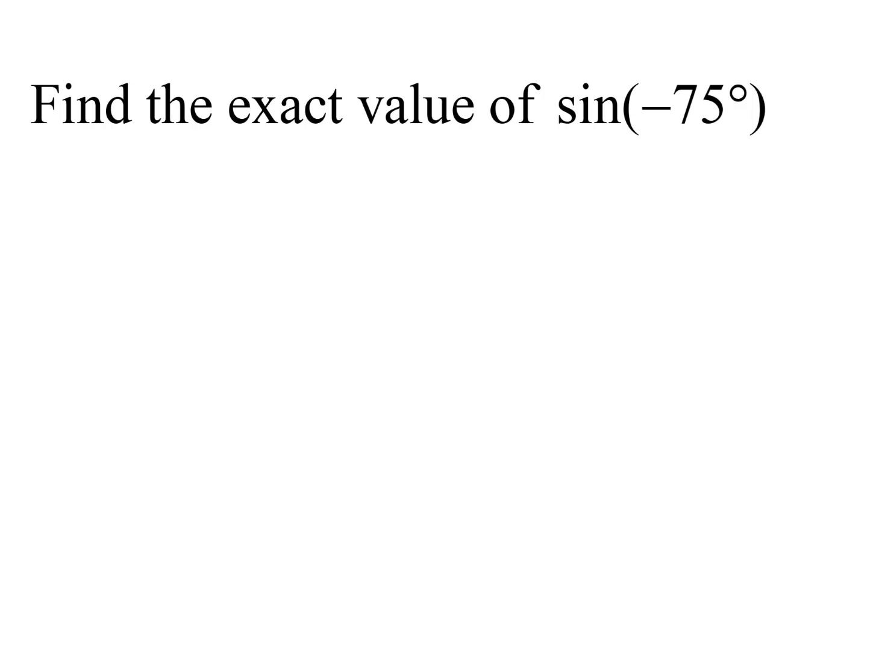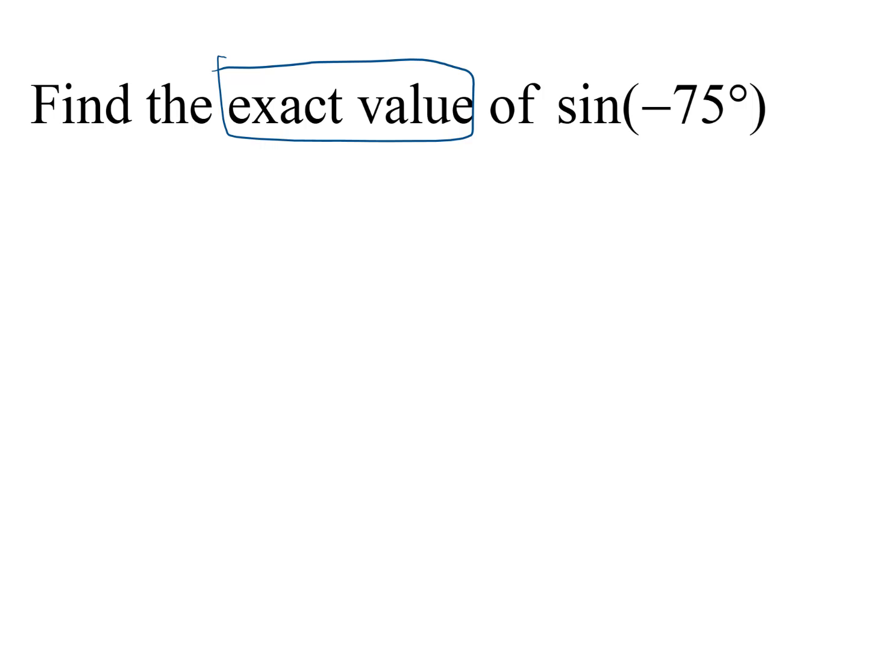We want to find the exact value of sine of negative 75 degrees. Now there's more than one way to do this. We see exact value, so we're not going to use a calculator. I could do it with a half angle, but I had just done a half angle, so I'm going to use the sum and difference formula for sine, sum or difference. We'll see what we need here.